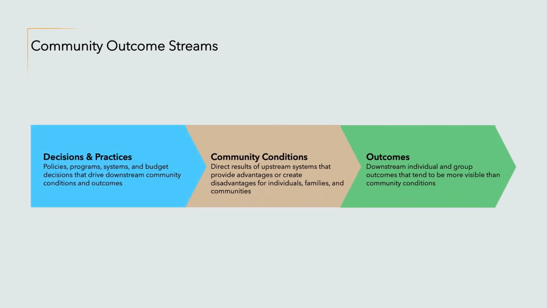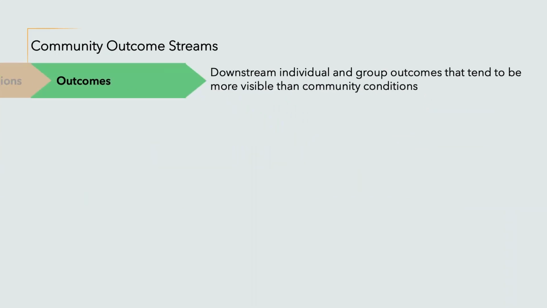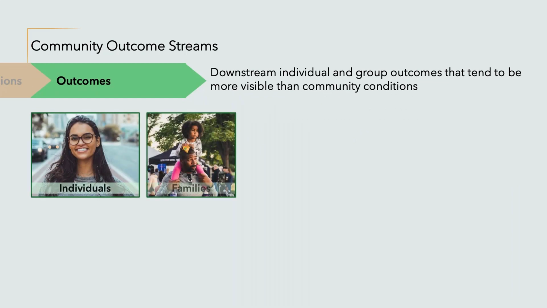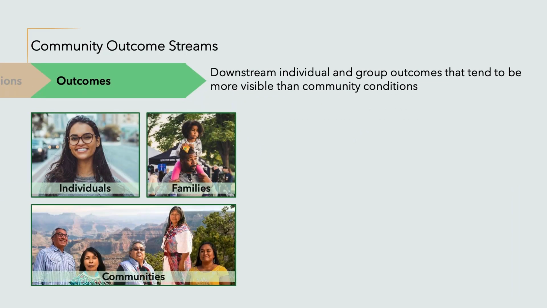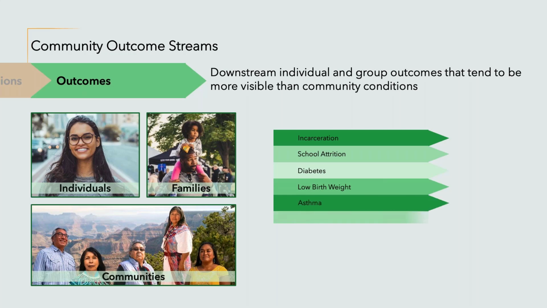And root cause analysis best practices recognize that inequities in outcomes and community conditions flow from decisions and practices further upstream. This model here is heavily influenced by the work of King County, Washington, and Race Forward. And in this model, outcomes are those indicators of how people fare. That is to say, how individuals, families, and communities fare socially and economically. Outcomes include things like educational attainment, school attrition, prevalence and severity of chronic disease, and many other social and economic results.